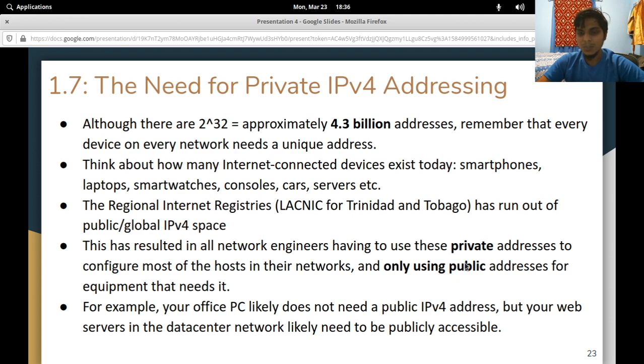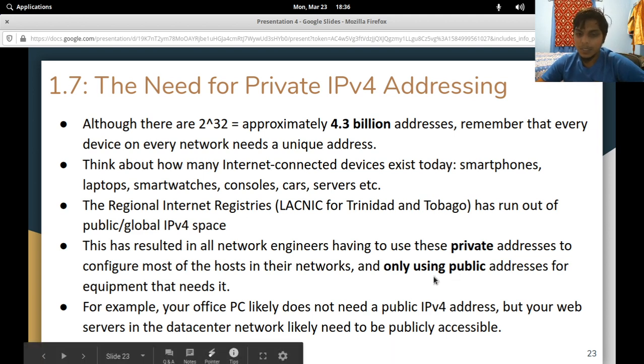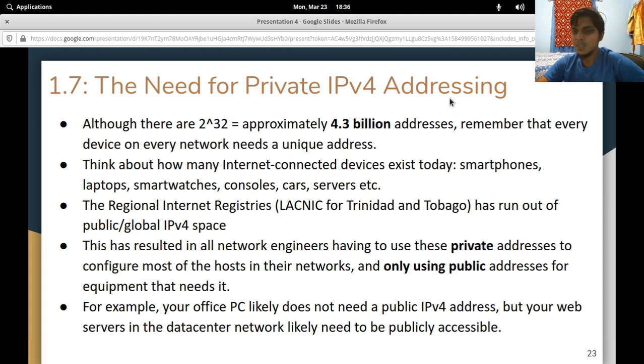So with a public address, you could actually advertise a web server, or any public facing server or piece of equipment or router or anything. So yeah, that's basically the difference between private and public addresses, and now you can appreciate why we need private addresses.